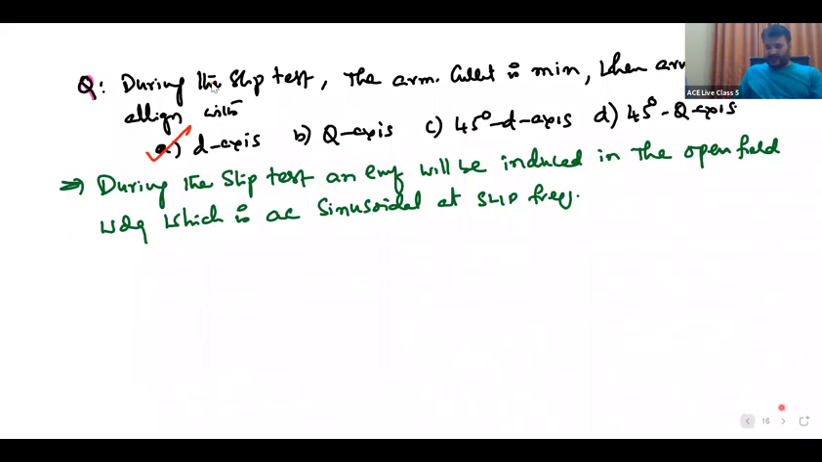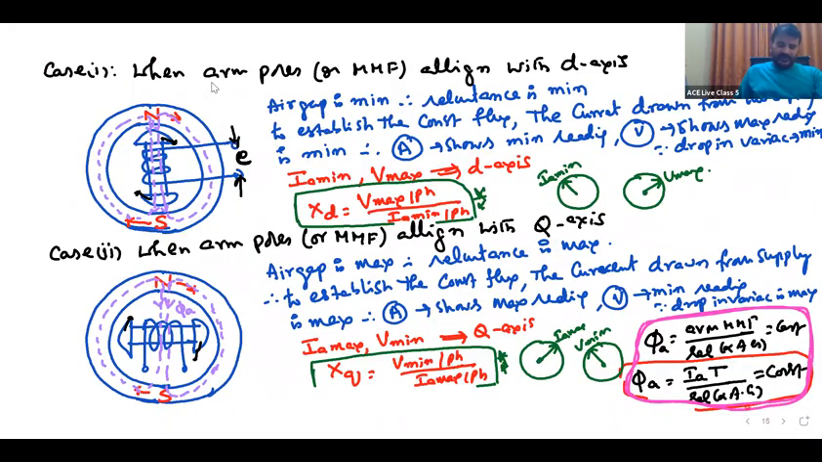Listen, when armature poles align with the direct axis, all the armature flux is passing inside of the coil. This is a coil. When all flux is passing, flux linkage is maximum. When flux linkage is maximum, what is the induced EMF? Induced EMF is minimum.